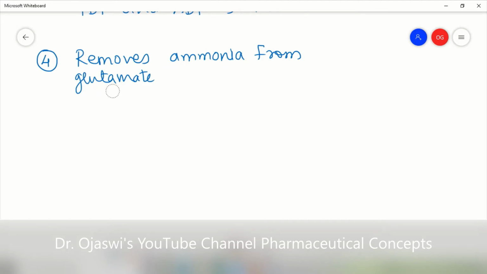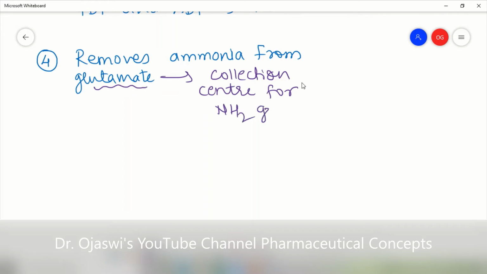And this glutamate, we all know, is the collection center for all amino groups, which we have seen in transamination. During transamination we have seen that this is the collection center for amino groups.